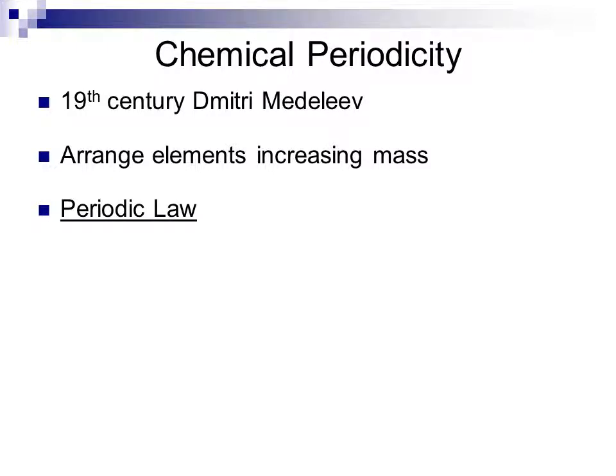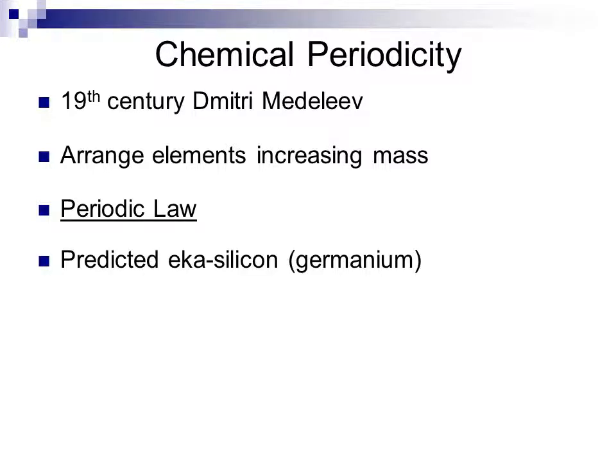Periodic law says that if you arrange the elements in order of increasing atomic mass, or in modern terminology, increasing atomic number, we find that certain chemical properties will reoccur periodically throughout this sequence.